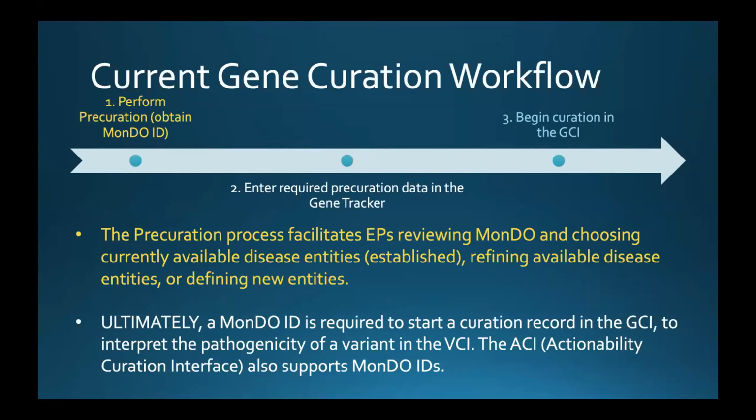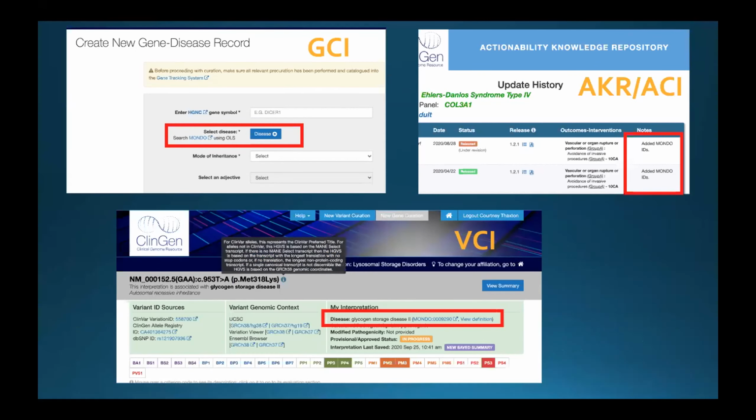And as I said, the ACI, the Actionability Curation Interface, also supports Mondo IDs. Much of this is so that we can harmonize all of these reports on our final ClinGen website. And so just as an example, as we indicated, that Mondo ID is required for a gene curation record, we also have those on interpretations within a variant in a specific gene. And the Actionability Knowledge Repository in ACI shows how we can add Mondo IDs for those final reports.